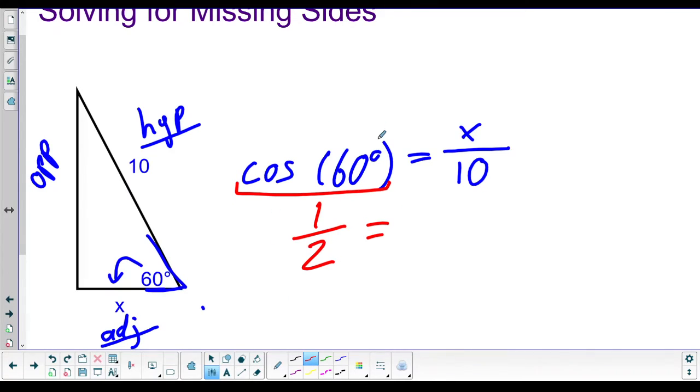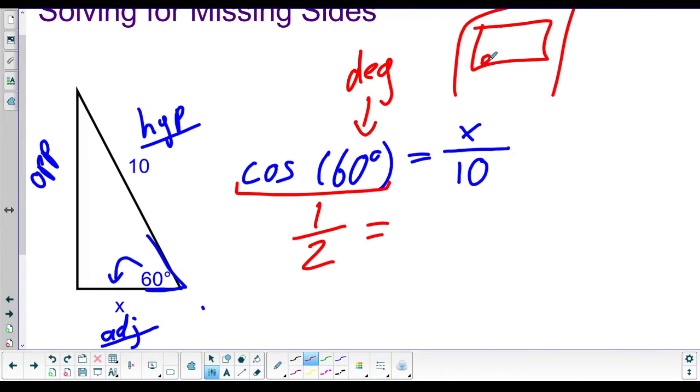Your calculator will tell you this as long as it's in degrees, not radians. You can usually tell at the bottom of your calculator, like you're looking at the screen here, it'll either say deg or rad. Whichever one it says, that's what it's in. If it says deg, then it's in degrees. If it says rad, it's in radians, you need to change it. So you type in cosine of 60, and you don't have to put the degree symbol, just make sure it says degrees. And hit enter, it'll say 1/2 equals x over 10.